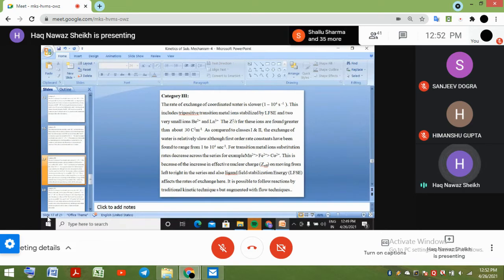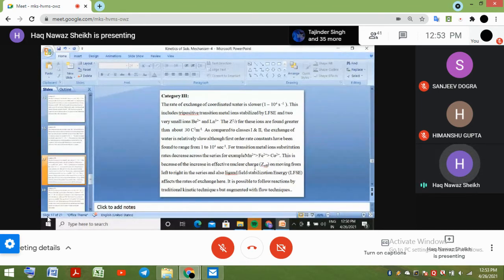Z square by R of these metal ions is found to be greater than 30 coulomb square per meter. As compared to class first and second, the exchange of water is relatively slow, although first order rate constants have been found to range from 1 to 10 raised to 4 per second. For transition metal ions, substitution rates decrease across the series. As you go from left to right, the size decreases. For example, manganese has greater. This is the role of crystal field stabilization energy.